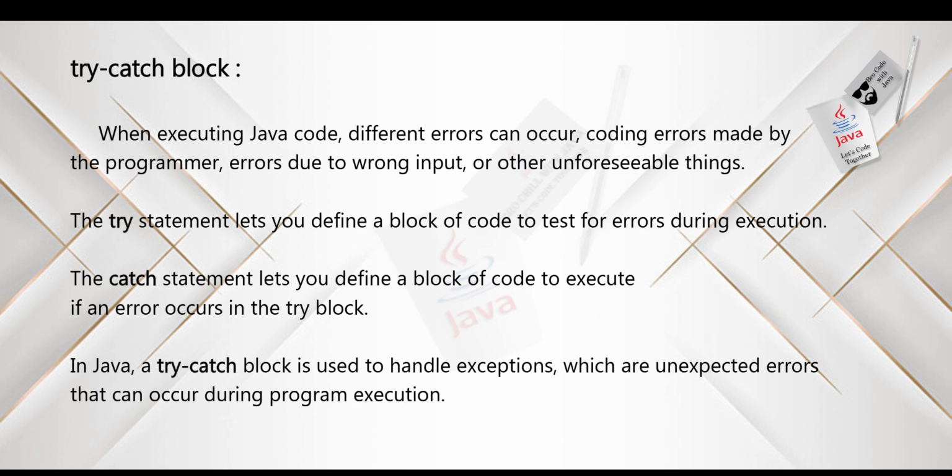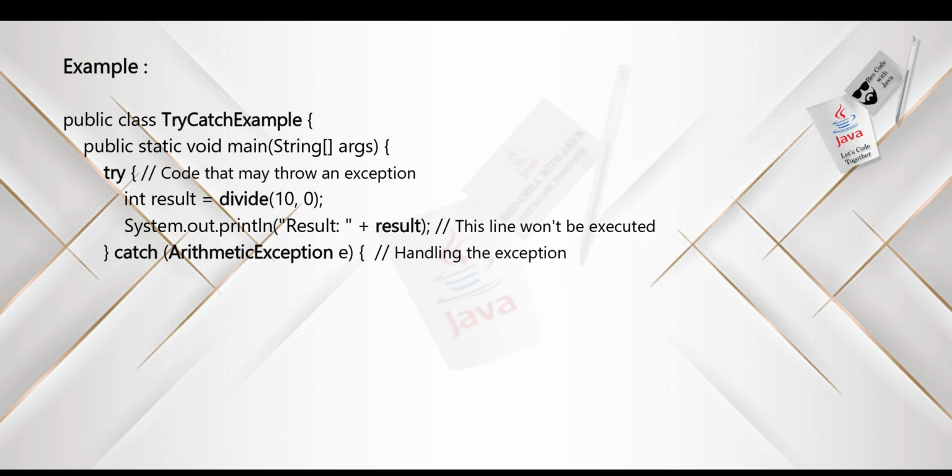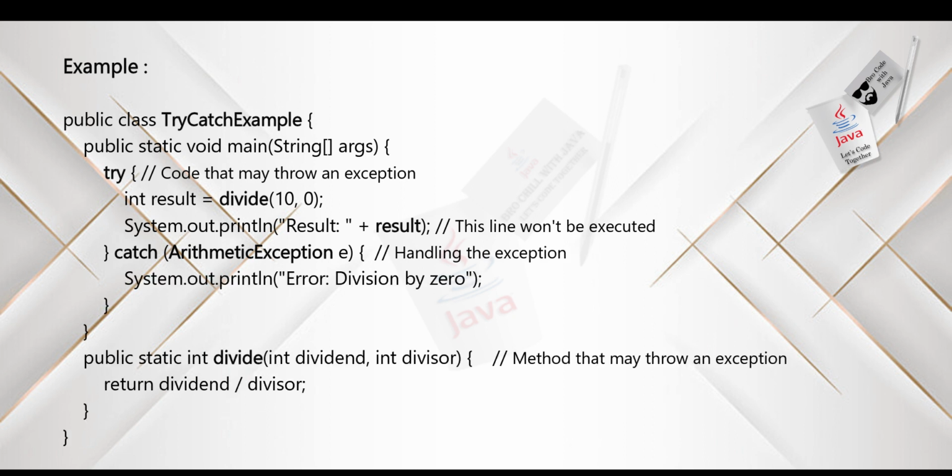In Java, a try-catch block is used to handle exceptions, which are unexpected errors that can occur during program execution. In this example, we have a divide method that attempts to divide two numbers. In the main method, we call the divide method with arguments 10 and 0, which will result in an arithmetic exception due to division by 0.